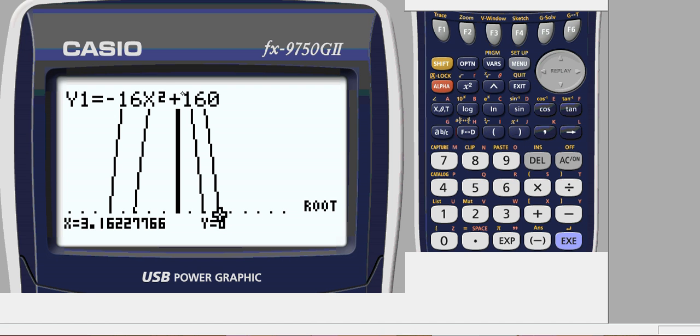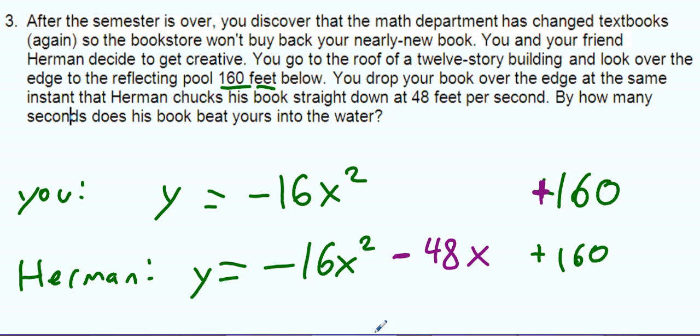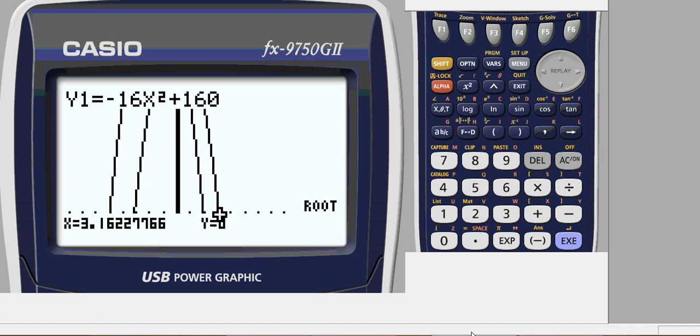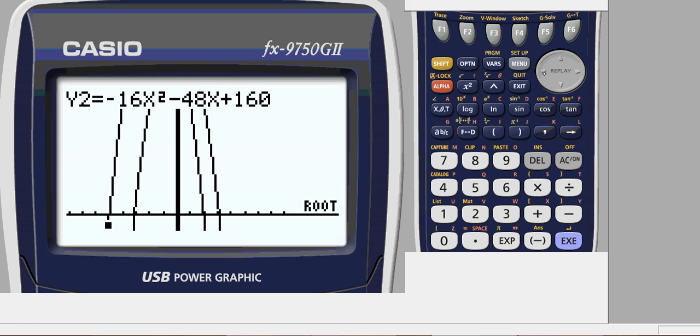And then remember, this was us with no velocity. So it's about 3.16 seconds. And then we'll look at Herman. So we'll go back to gsolve. Again, we're looking at the root. And this time we need to change the function. So pick y2.